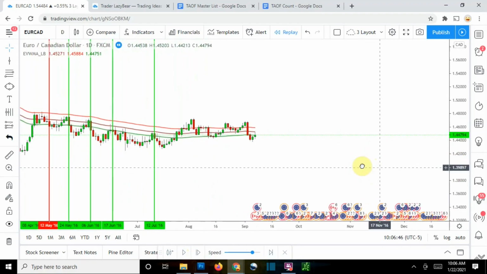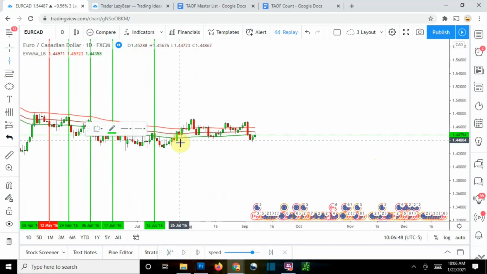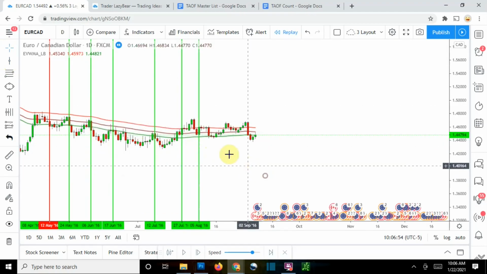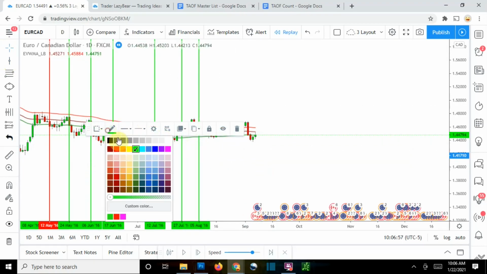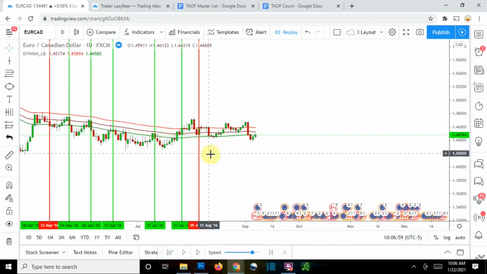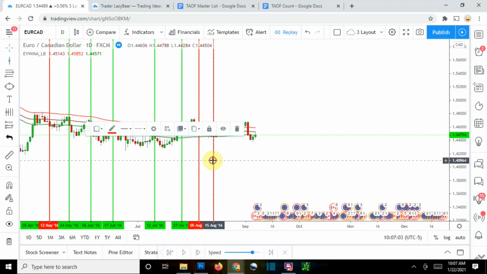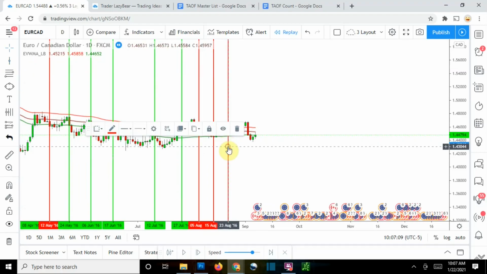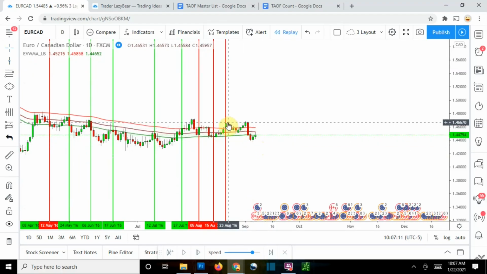So let's see here, we get a break to the upside right here on this one. That one does pretty well. We get a break to the upside right there. Unfortunately, that one gets us stopped out, and it's ever so small, but we do get a very small break to the downside there. Also end up getting us stopped out.